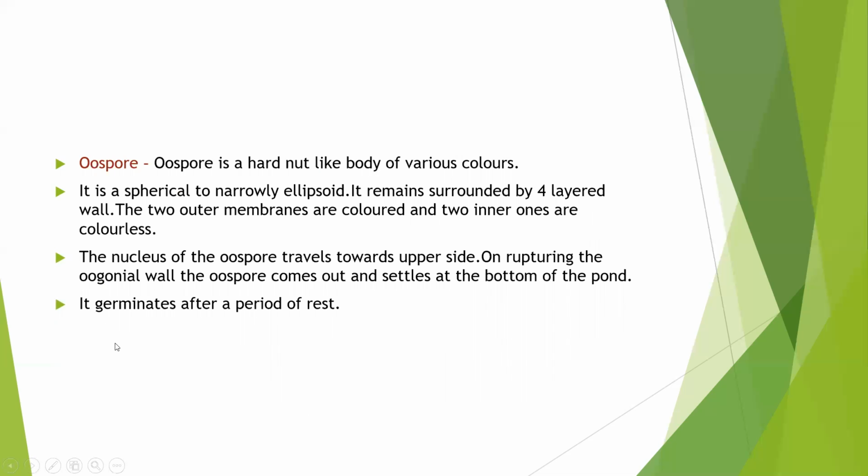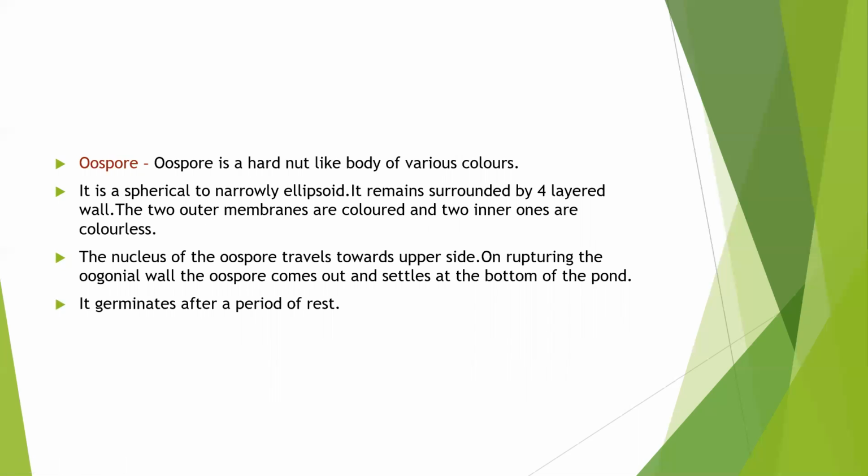After fertilization, the zygote develops, and this zygote secretes a thick wall around itself, and that structure is called the oospore. Oospore is a hard nut-like body of various colors. It is spherical to narrowly ellipsoid, and it remains surrounded by a 4-layered wall. The 2 outer membranes are colored and the 2 inner ones are colorless.